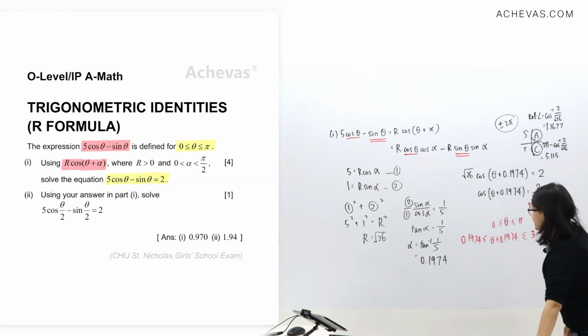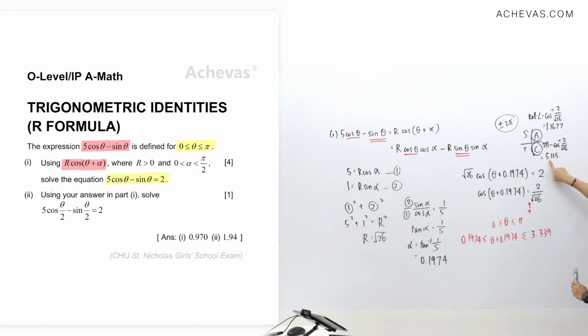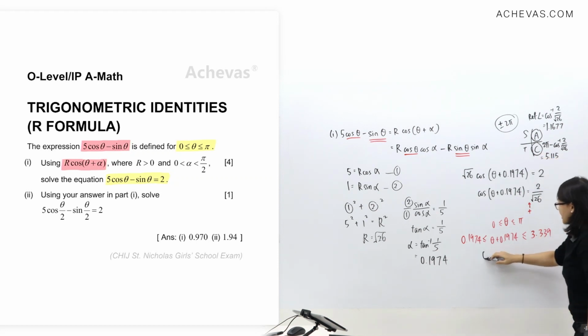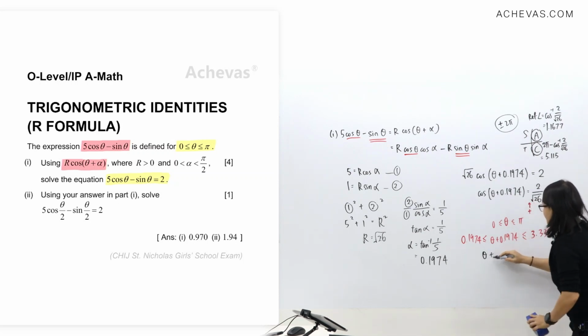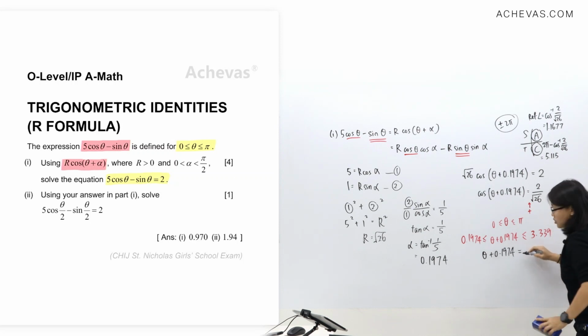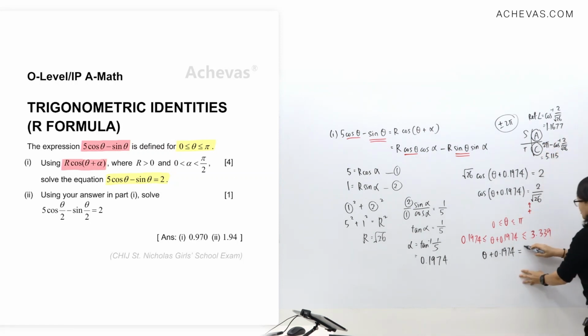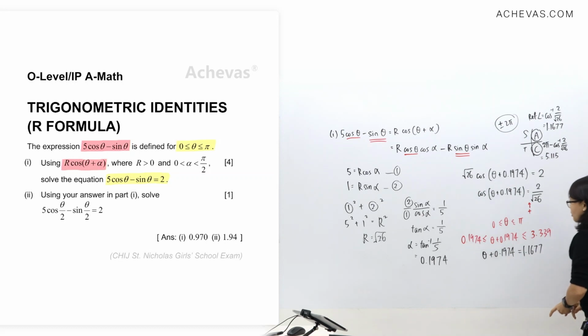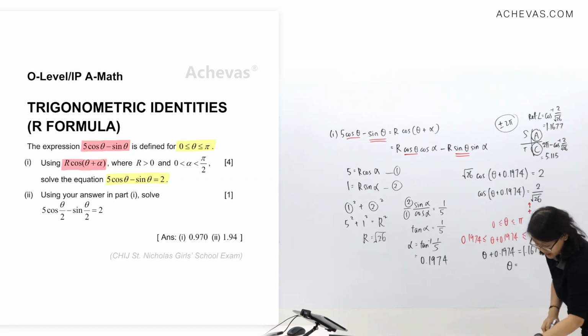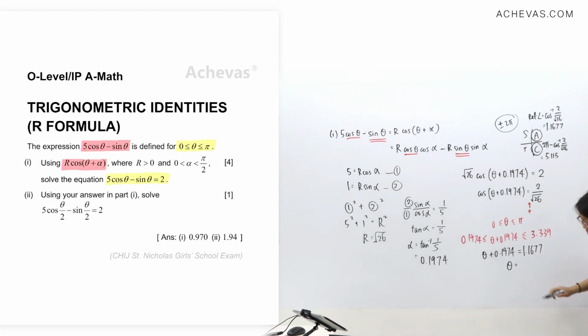Now the reason is that I can see, even though this is circled, 5 point something is out of this range. So my only answer is theta plus 0.1974 equals this angle here, 1.1677. Even if you take these two answers plus 2 pi, it's going to be more than this. Take these two answers minus 2 pi, it's going to be less than this one here. So we don't have any more answers. We only have one answer. Let's proceed to find theta now. Take this minus this. The answer in 3 SF is going to be 0.970.